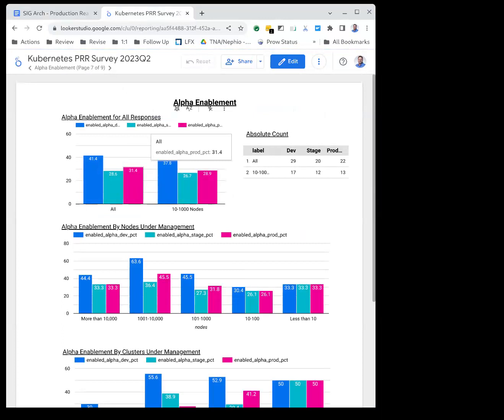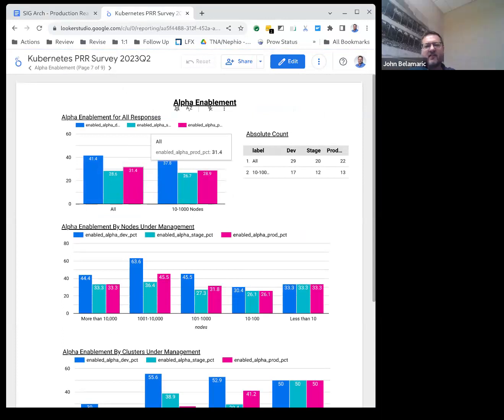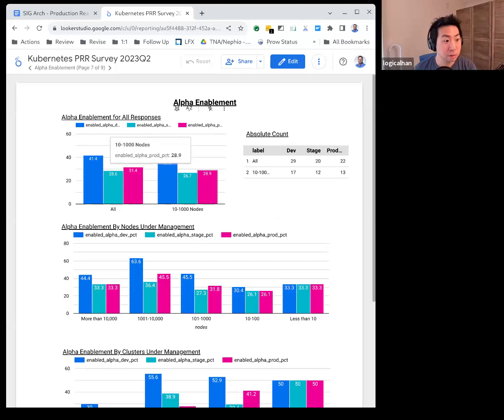Yeah. This is what we saw in the first couple of surveys as well. And last year we saw a dip, so maybe that was a fluke last year. About a third of people have enabled alpha features, not all of them, but at least one alpha feature in production. We should be stricter about alpha features then, right?